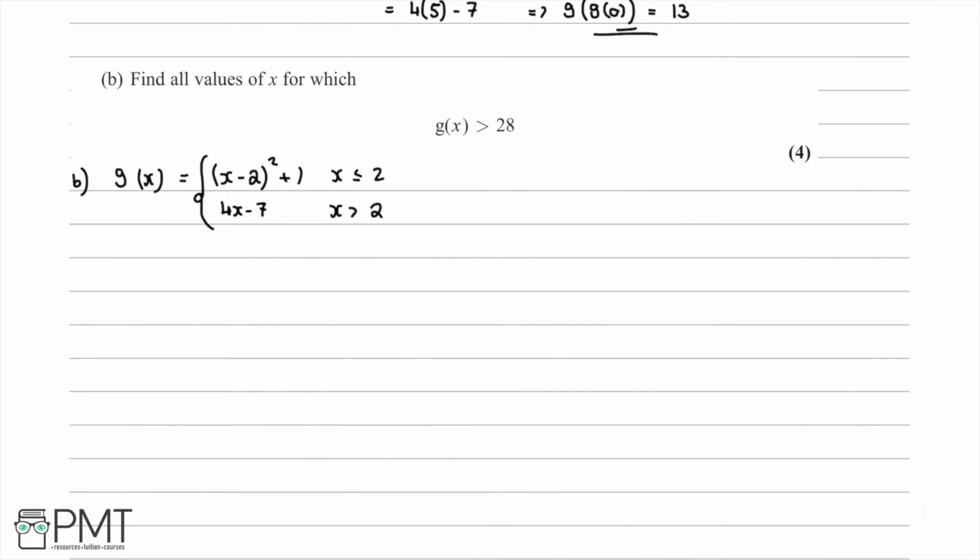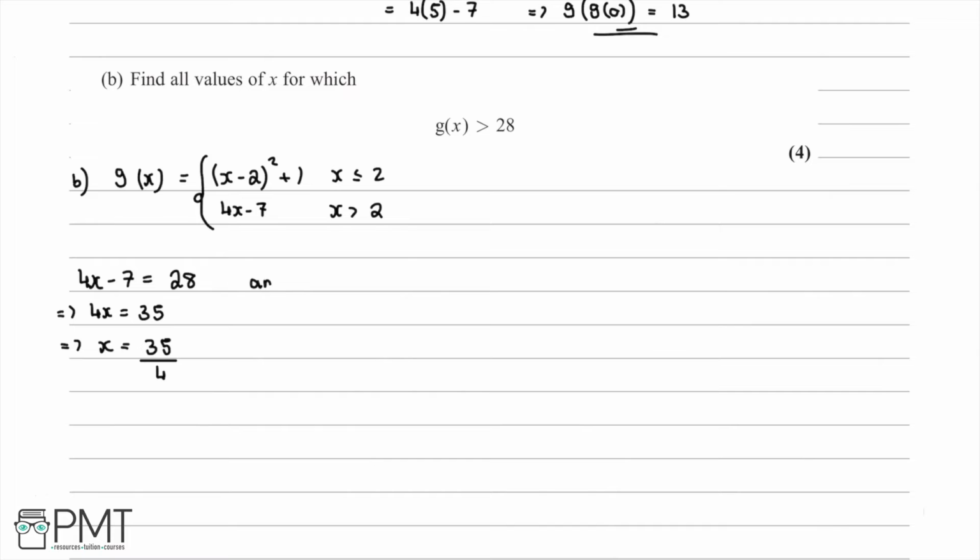So we first have that 4x minus 7 is going to be equal to 28. And that is going to be equal to 4x, and then we'll add 7 to both sides. So then 28 adds 7 is 35. Then dividing both sides by 4, we have that x is equal to 35 divided by 4.